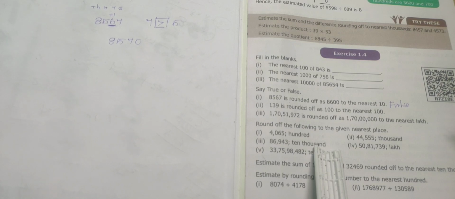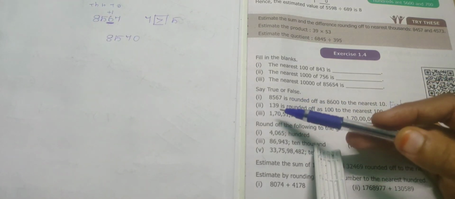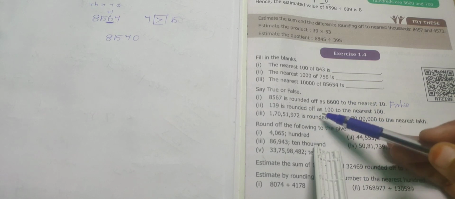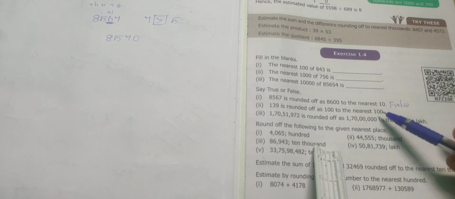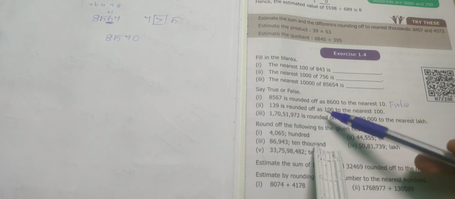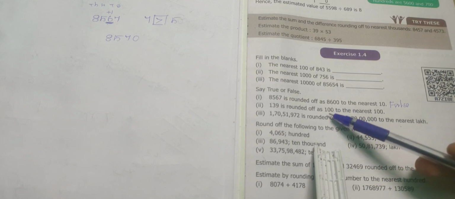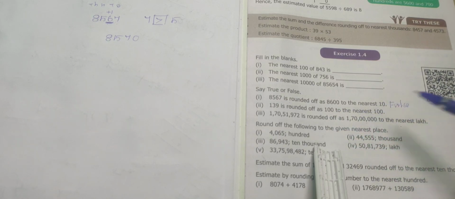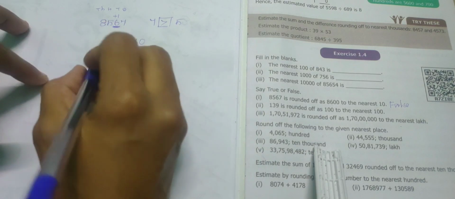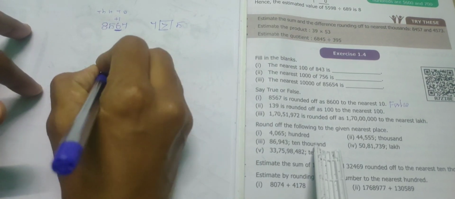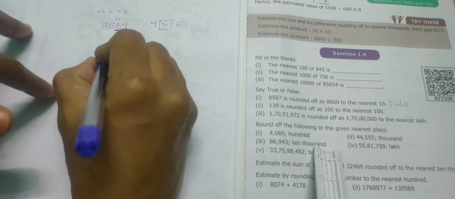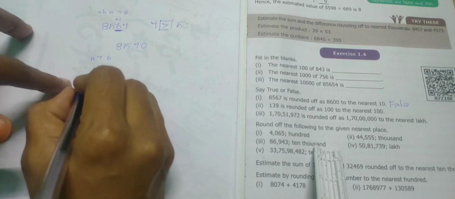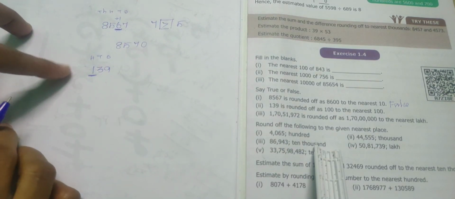Okay, let us see the next one. 139 is rounded off as 100 to the nearest 100. Let us round off this 139. Write the place values: ones, tens and hundreds, right? So which is the hundreds place? 1 is the hundreds place.